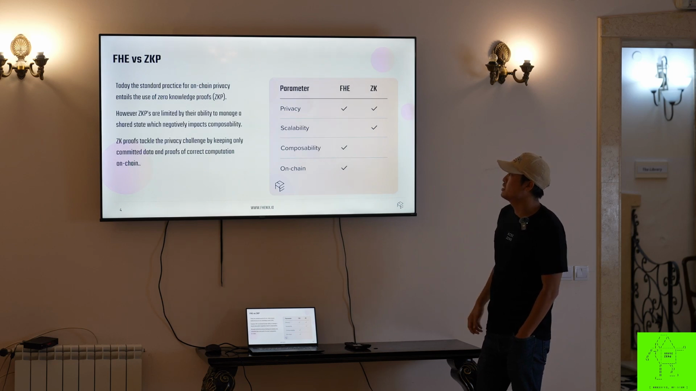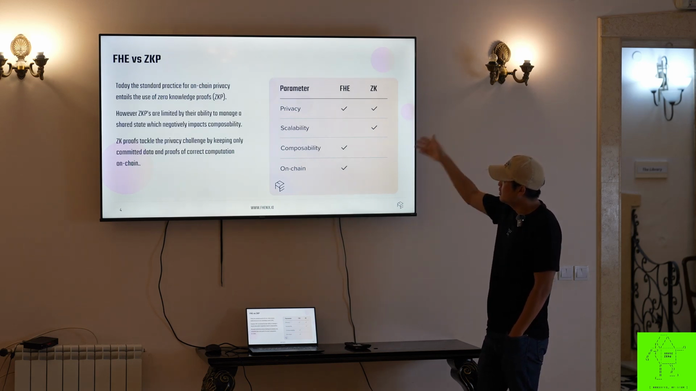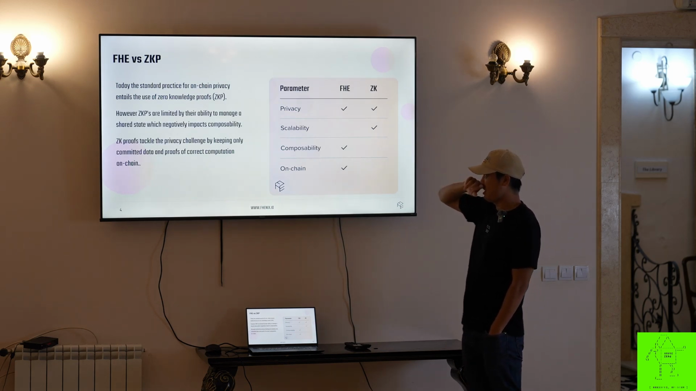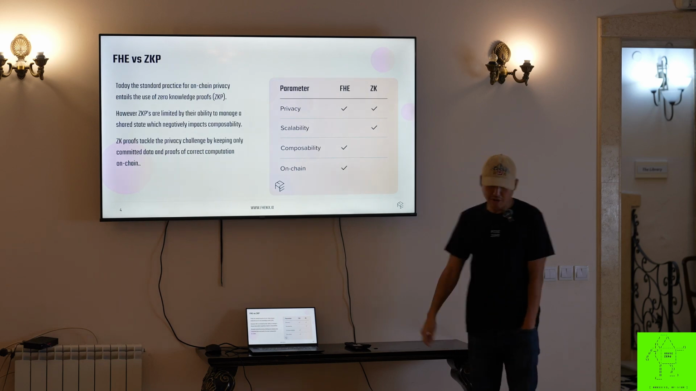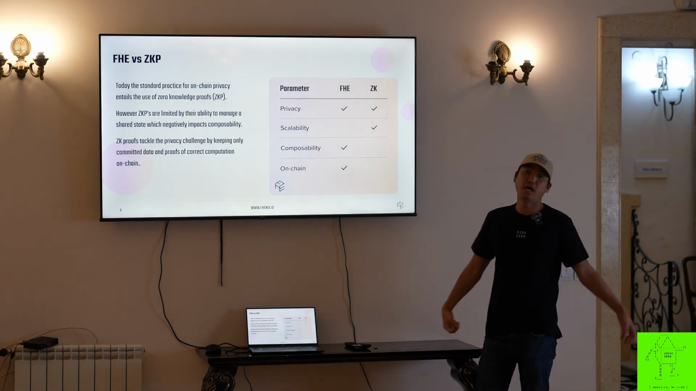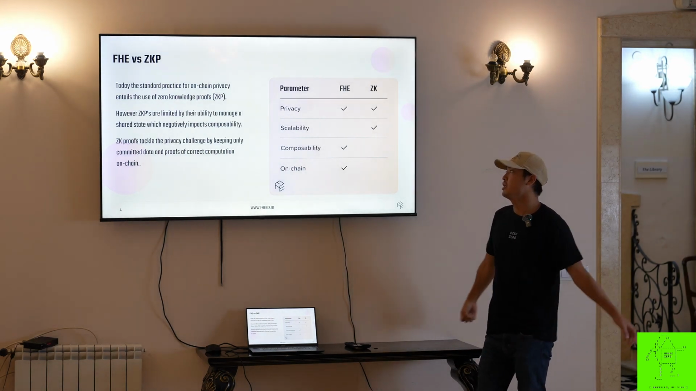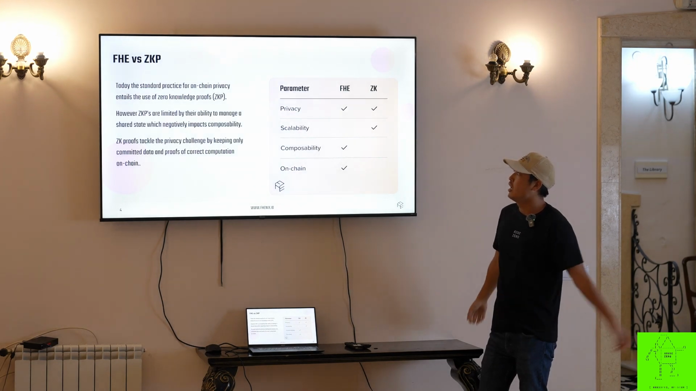I'll try to go through this, but basically from a high level, FHE and ZK both provide some level of privacy. ZK is more scalable than FHE currently. However, FHE is scaling pretty quickly. At least I think FHE is scaling faster than people are aware of.